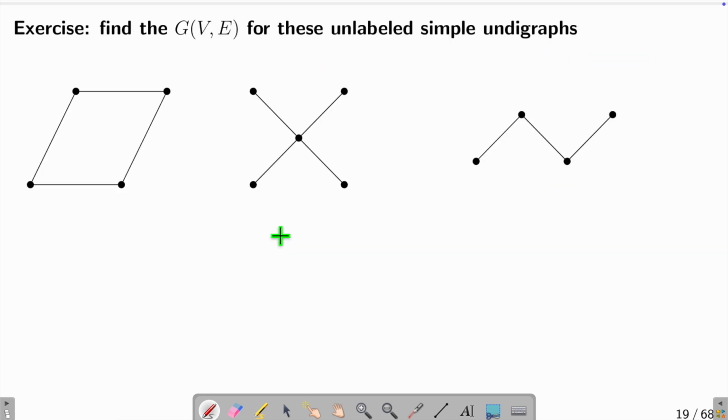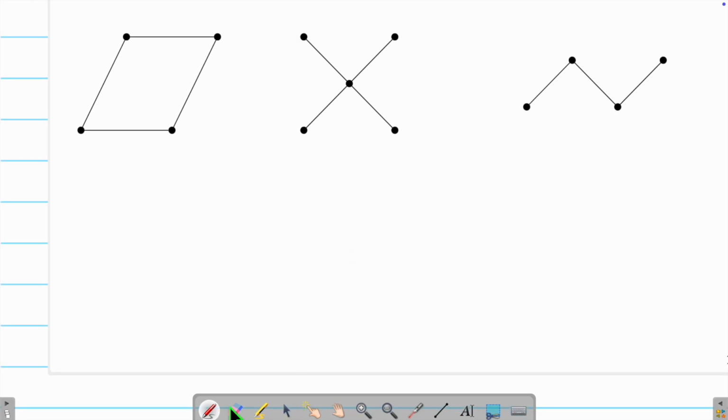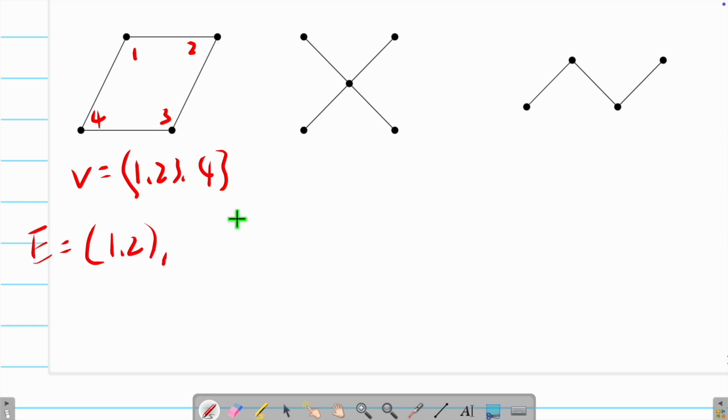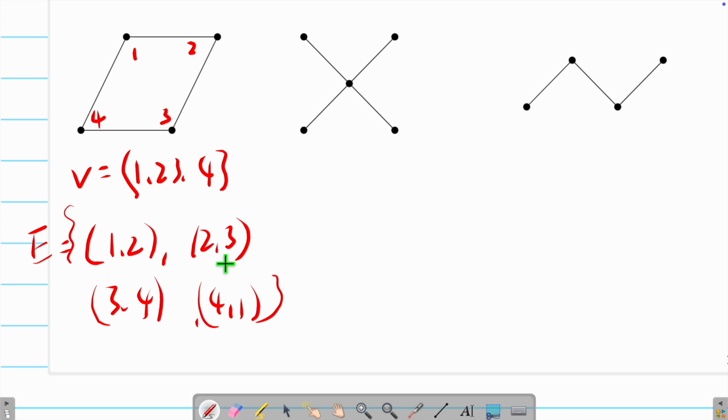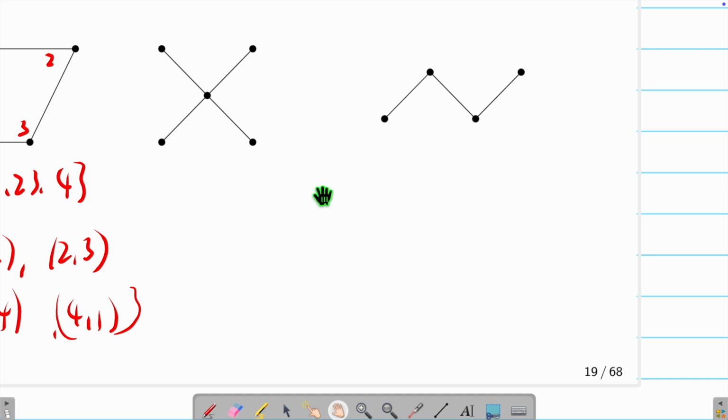Now, another example. Find the G, V, E of this kind of simple picture. Okay. Again, there's no unique label. You can label it anywhere as you want. So I will call it 1, 2, 3, 4. Then in this case, what is V? 1, 2, 3, 4. And then what's E? 1 goes to 2. Then 1, 2. 2 goes to 3, so 2, 3. 3, 4. And then 4, 1. Okay, there's no arrow, right? So this 4, 1, I can call it 1, 4. This 2, 3, I can call it 3, 2. It doesn't matter.